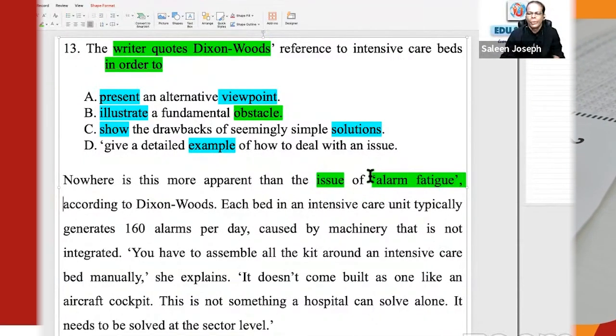Now, the one who asked me the doubt, I think you have a problem with understanding the proposition. Issue of alarm fatigue means an issue, the name of the issue or problem or obstacle. Cool.